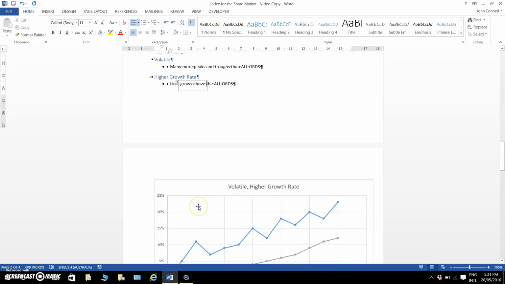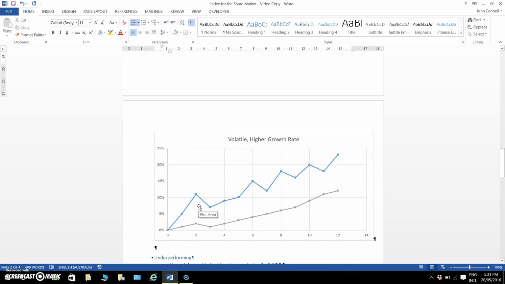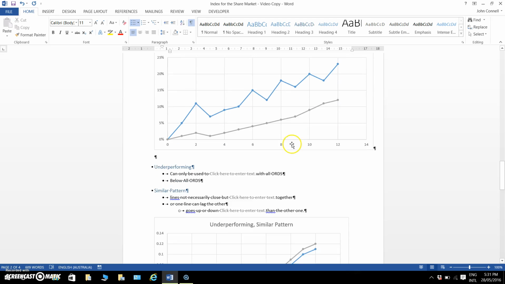And then to help you understand what these terms actually mean, here is a graph which is both volatile and a higher growth rate. So the grey is the All Ords and the blue is our sector or our company or whatever we want it to be. So you'll notice that it's growing above the All Ords, but it's also going up and down a lot more. So it's both volatile and has a higher growth rate.